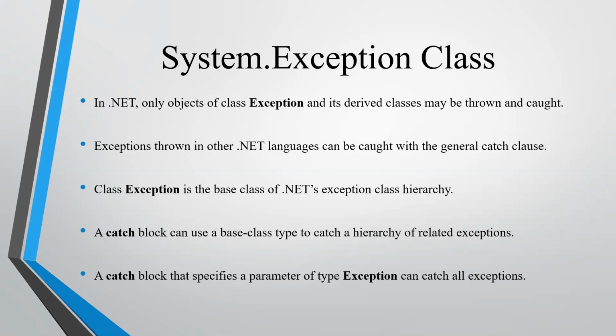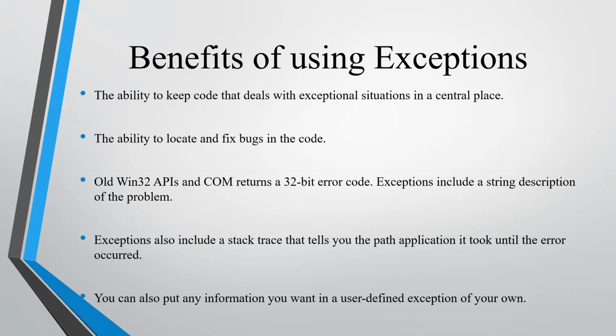Class Exception, as we know, is the base class, the parent class, for all the different kinds of exceptions. A catch block can use a base class type to catch a hierarchy of related exceptions. And a catch block that specifies a parameter of type Exception can catch all exceptions, which means that if we want to handle or catch any kind of exception, we can use the parent class. If you are not sure what type of exception will be thrown, we can use the Exception class in our catch block.